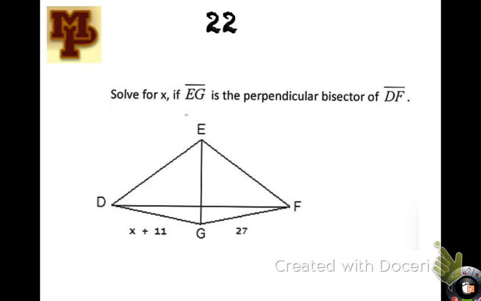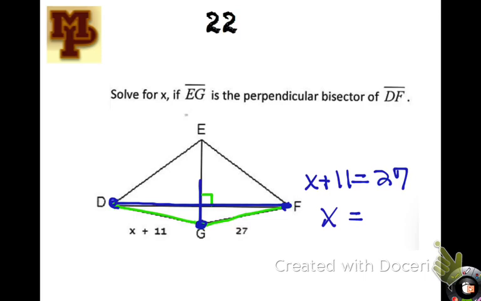Okay, we want to solve for x, and since we know that EG is the perpendicular bisector, then we know that any point that's on the perpendicular bisector is equidistant from the endpoints of the segment. So this segment right here has endpoints, and so any point that's actually on this perpendicular bisector is equidistant. So all that to say, we can just set these equal to each other. So x plus 11 is equal to 27, and then we just have to subtract 11, so that should be 16. Let's see what we're looking for here, solve for x, so that's it.